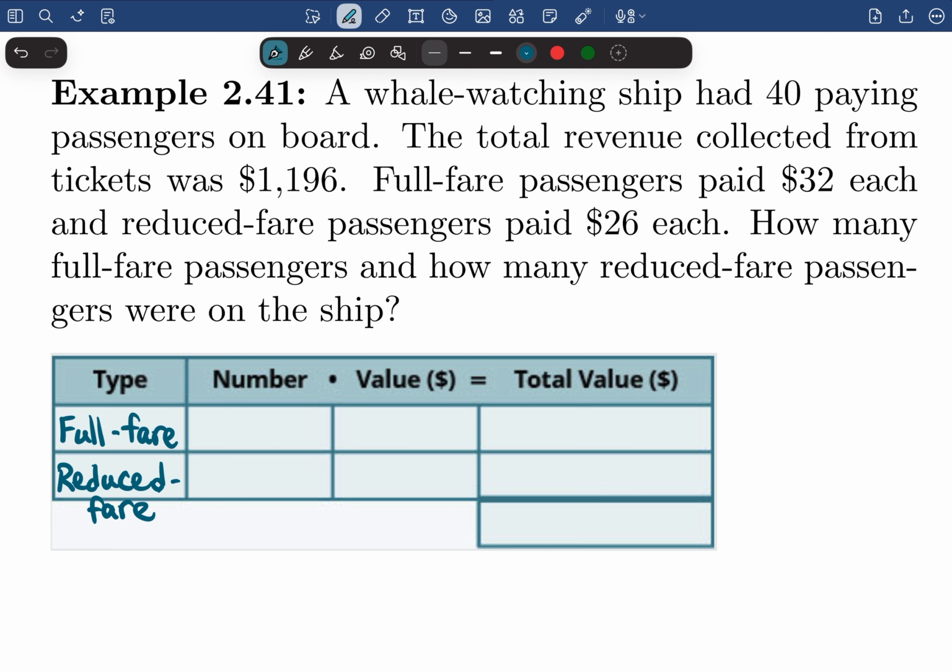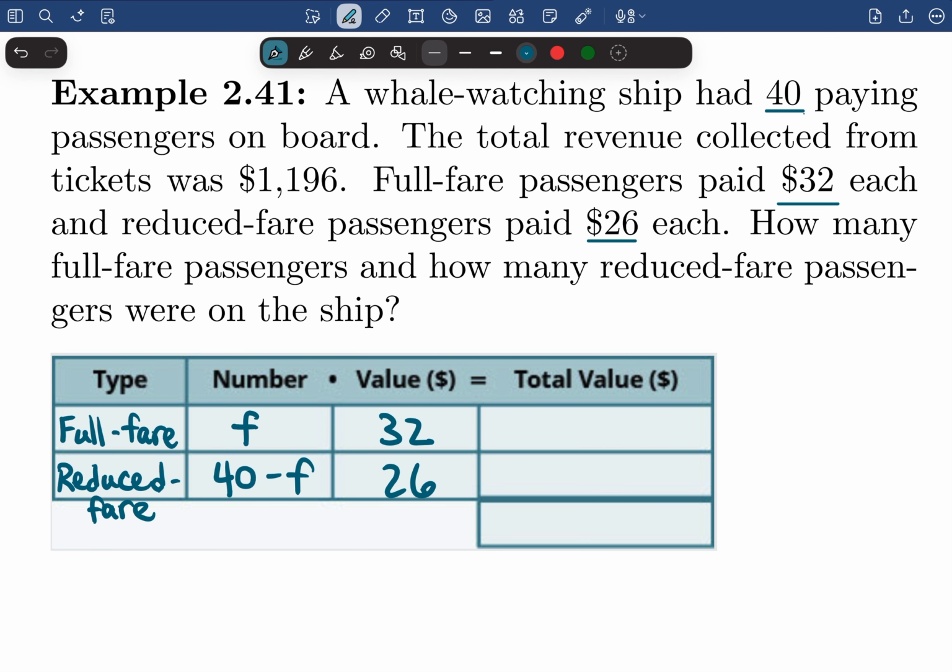So we know that there were 40 paying customers total. So if we're dealing with, let's call the full fare F, the reduced fare amount would be 40 minus F, because the total for the full fare and the reduced fare have to add up to 40. So if full fare is F, take 40 and subtract off F and you get the reduced fare. Now, what is the value for each fare? Well, the full passengers paid $32, so I'm going to put 32 for full fare. And the reduced fare passengers only paid $26, so I'll put 26 here.